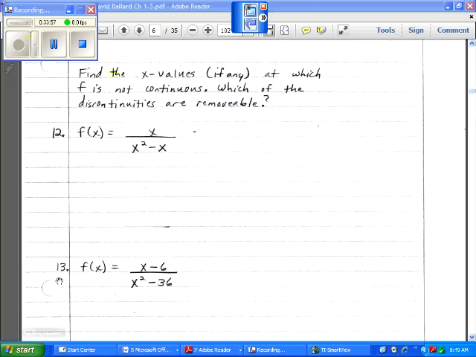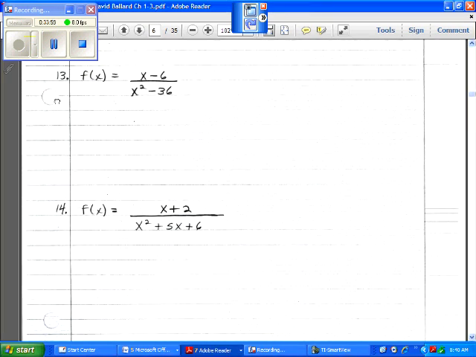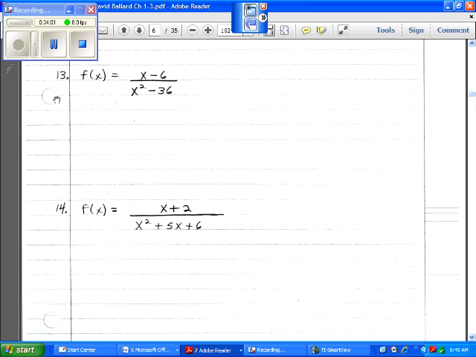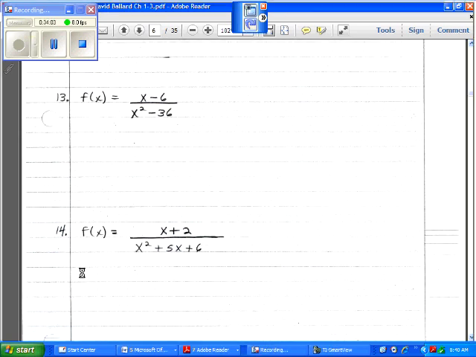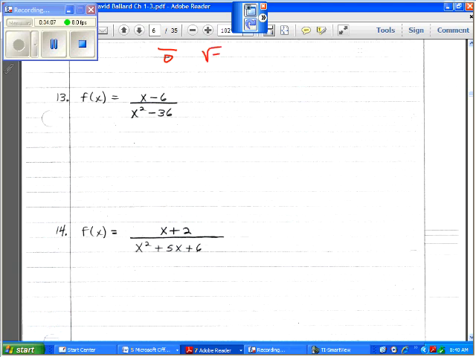All right, so number 13. Number 13, the two things that can create a discontinuity again are a division by 0 and the square root of a negative. We do know that to be continuous, what three things must be true?